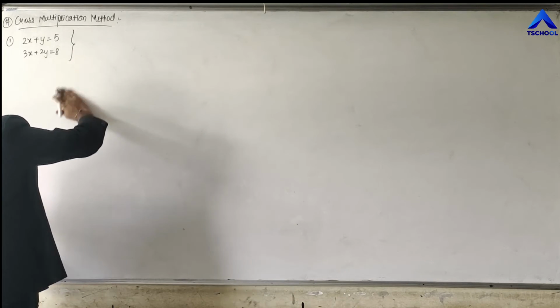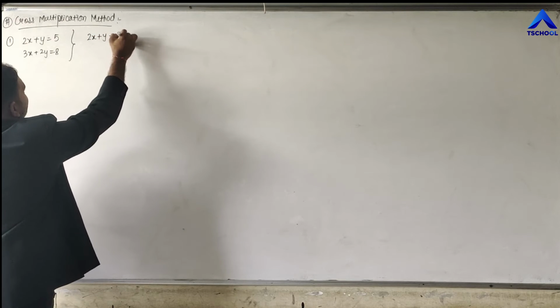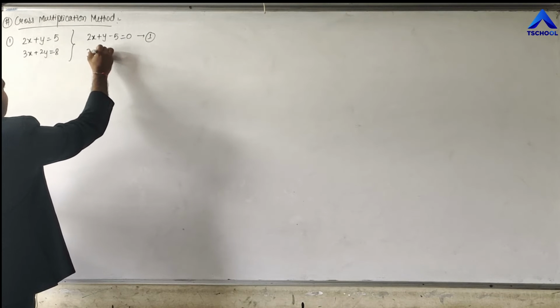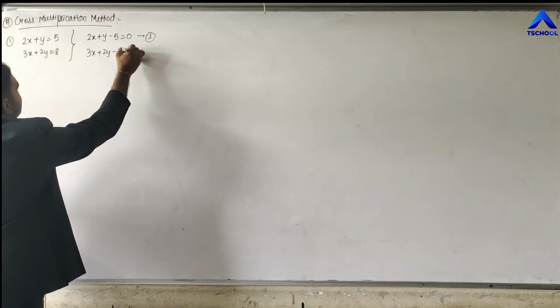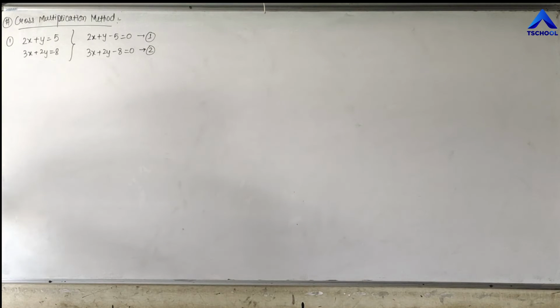So again, continuing here, therefore these equations can be written as 2x plus y minus 5 equal to 0. That is our first equation. And 3x plus 2y minus 8 equal to 0. That is our second equation. Is it clear, friends? So this is our standard form now.